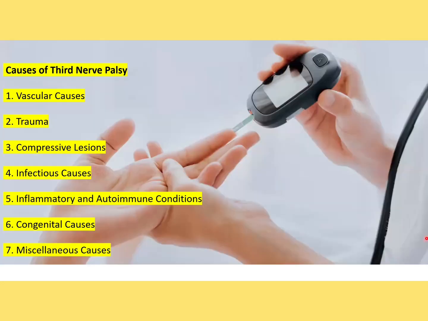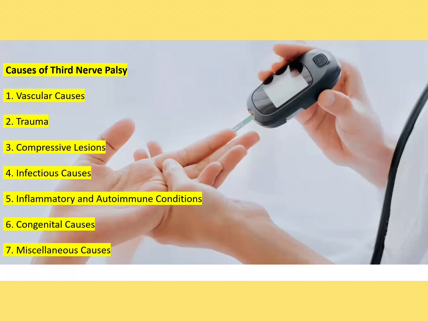First of all, one of the most significant vascular causes of third nerve palsy is diabetes mellitus. Diabetes can damage the small blood vessels that supply the oculomotor nerve, and this can result in nerve dysfunction. Patients with diabetes are at higher risk of developing third nerve palsy, and managing blood sugar level is crucial.